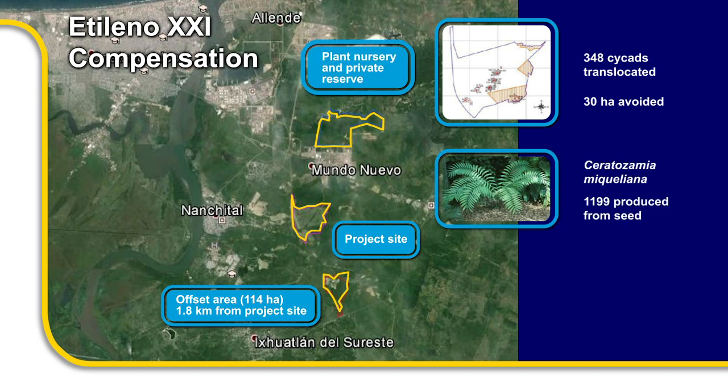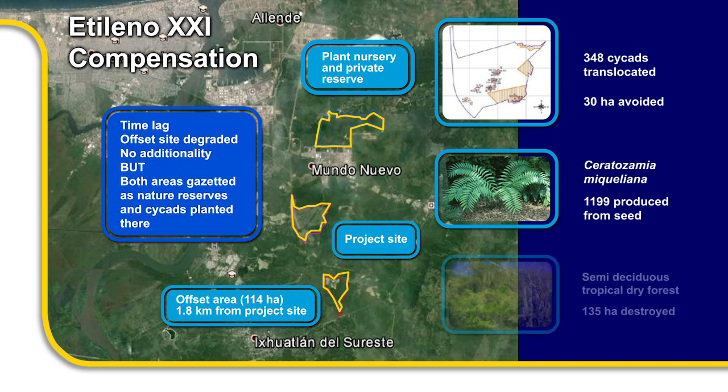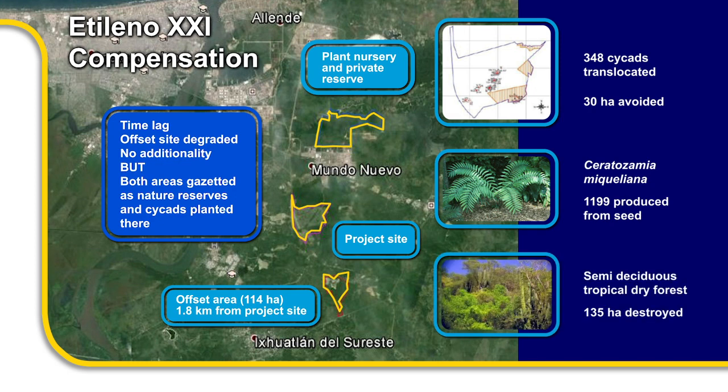1,199 cycads have been produced and planted in the offset area and in the on-site set-asides, and both areas have formally been gazetted as nature reserves. However, there was a time lag. The dry forest was destroyed before the offset had been restored, and the area restored was equal to that destroyed, so there was no net gain for biodiversity. But given the pressure on land, we felt that this had been an effective offset and has resulted in much better protection in the long term for both the cycad and dry forest than there was before the project began.